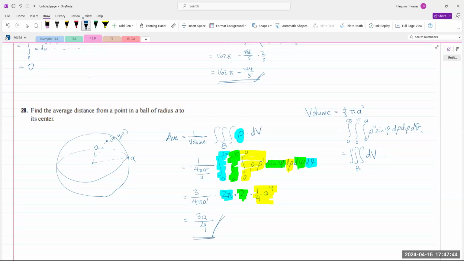That's 3a over 4. So yes, if you randomly pick a point in this ball, then approximately half of the time it will be 3a over 4 or more. Another half is 3a over 4 or less. That's the average.